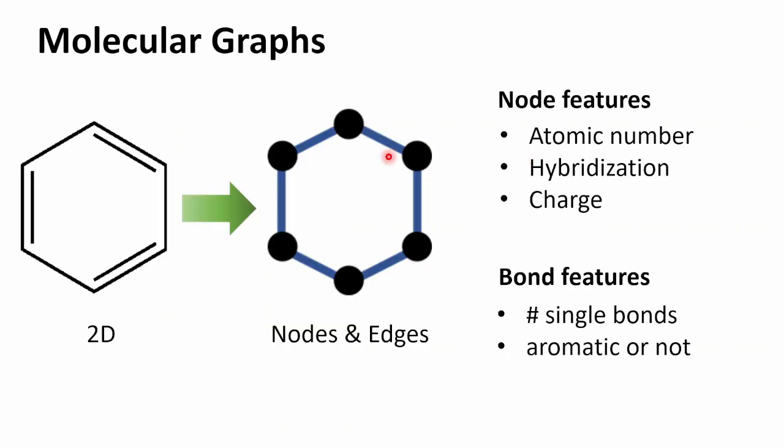Another way of representing a molecule is converting it into a graph. A molecule, as you can see, has atoms and bonds which can correspond to nodes and edges in a graph. And these nodes and edges can then have features like what is the atomic number of this atom over here, what is the hybridization, what is the charge, whether this bond is a single bond or an aromatic bond. You can embed those features and then use those features in something called graph neural networks, which we'll be doing later in this course. And this is one way of featurizing a molecule.